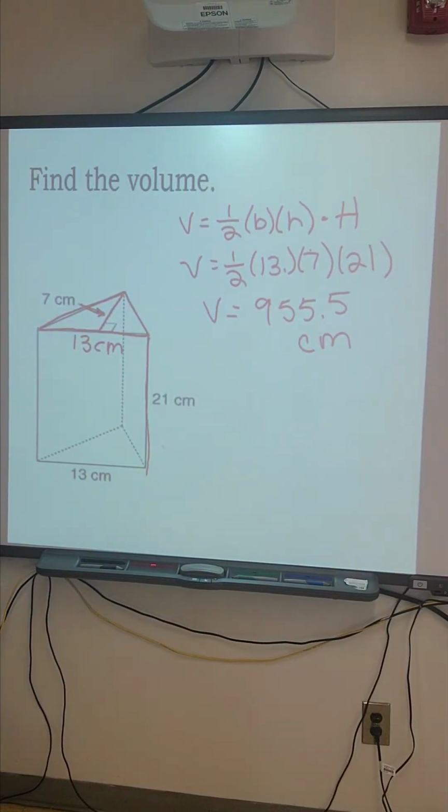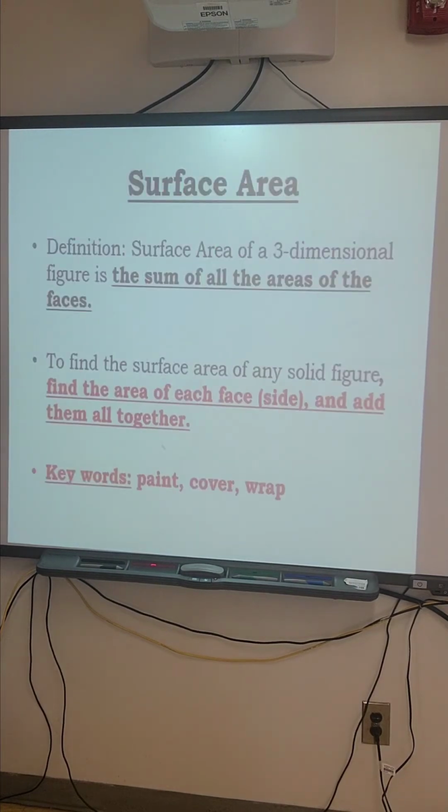All right, now let's go into surface area. Surface area is the sum of all the areas of all the faces of the prisms. So you're going to find the area of each of the sides of these prisms. So usually we use surface area when we're going to paint something, cover up an object, or wrap something.